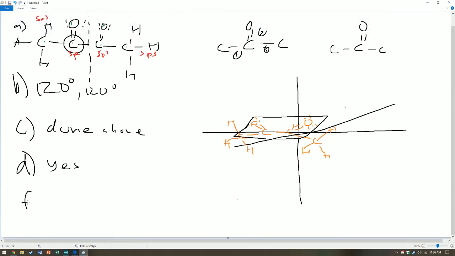And then lastly, for F, we are asked how many sigma and pi bonds there are. Remember, each single bond counts as a sigma, and each double bond counts as sigma plus pi. So there's 1, 2, 3, 4, 5, 6, 7, 8, 9, 10, 11 sigma. And remember, each extra bond after a single bond is a pi bond. So 1, 2 pi's. So 2 pi bonds. So yeah, that should do it.